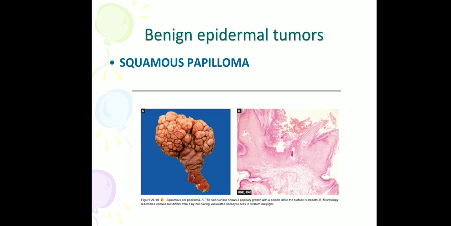So benign epidermal tumors, you have squamous papilloma. This is a picture of squamous papilloma where from the skin surface, it shows papillary growth with a pedicle while the surface is smooth. Microscopy resembles verrucae but differs from it by not having vacuolated koilocytic cells in stratum malpighii. Koilocytic cells are nothing but the epithelial cells with central nucleus and perinuclear halo. It is seen in HPV infections.